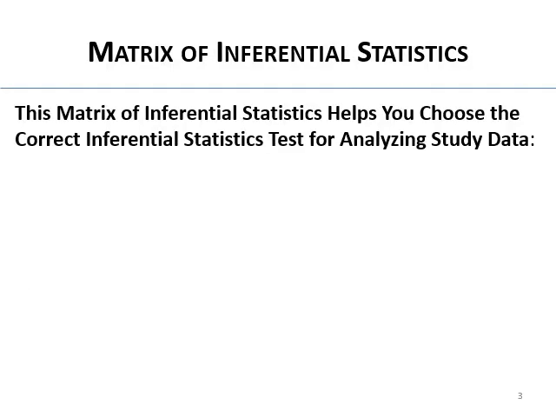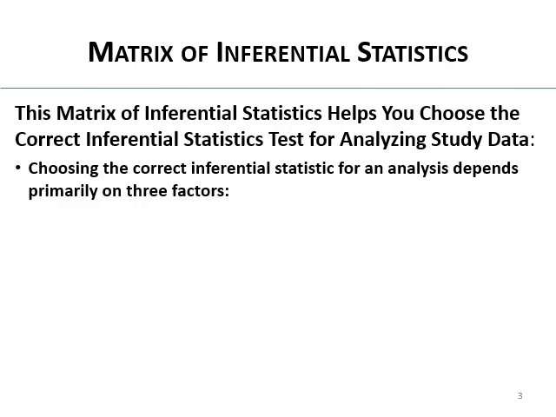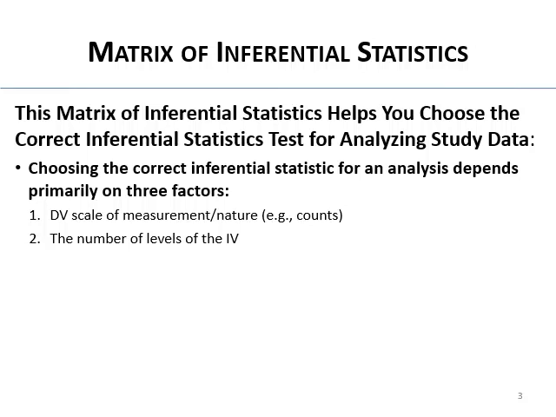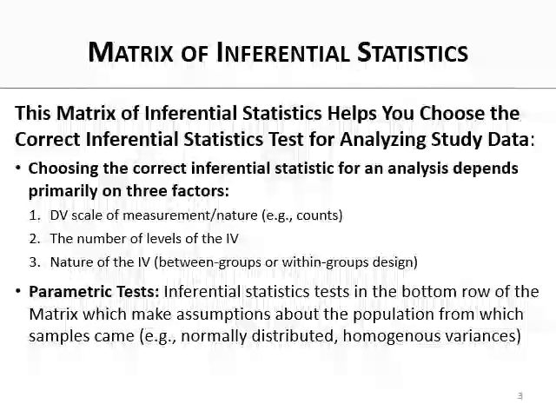So this matrix of inferential statistics helps you choose the correct inferential statistics test for analyzing study data. Choosing the correct inferential statistic for analysis depends primarily on three factors we just talked about. One, the DV scale of measurement, its nature, could be counts. Two, the number of levels of the independent variable. And three, the nature of the IV: is it between groups or within groups? That is, what's the study design?